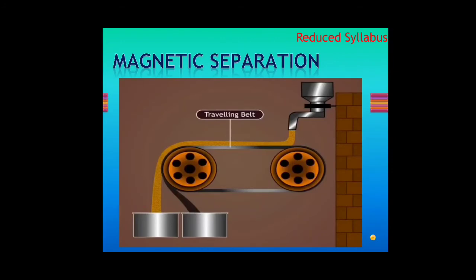Then we have one more separation technique, that is magnetic separation. This is used only for substances that are magnetic in nature. There is a traveling belt on two magnets which is rotated, and the ore is left over it. The particles that are magnetic get attracted to the magnets placed in this wheel, so they fall into the container closer to the magnets, whereas the non-magnetic substances fall into the next container, which contains the non-magnetic particles of the ore.